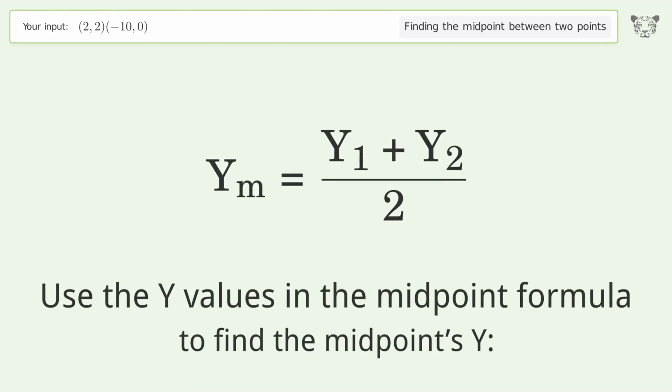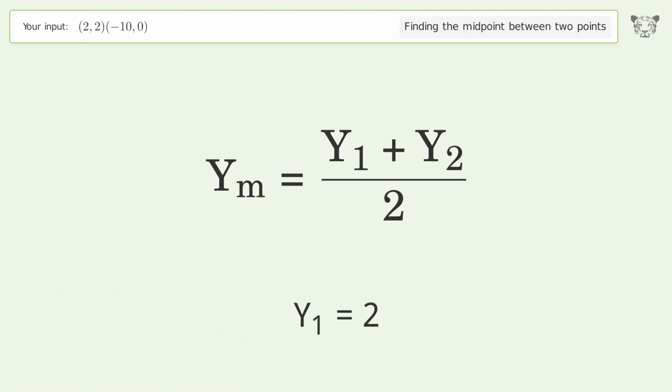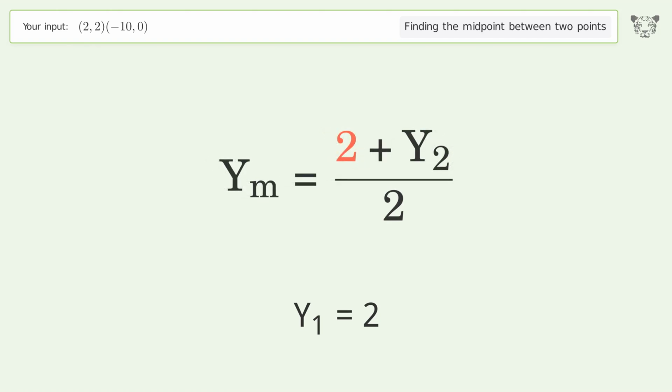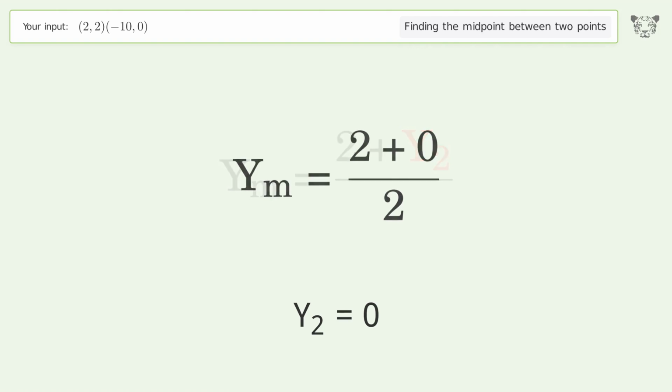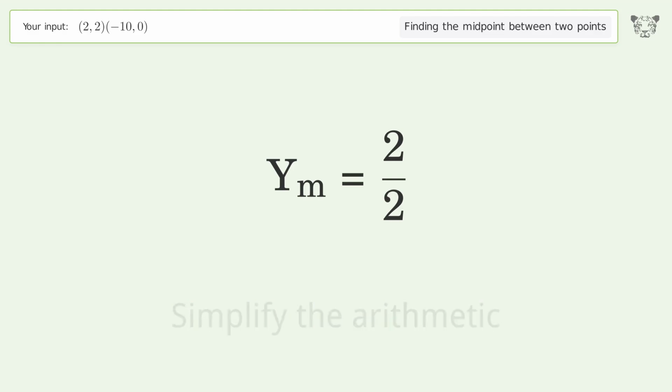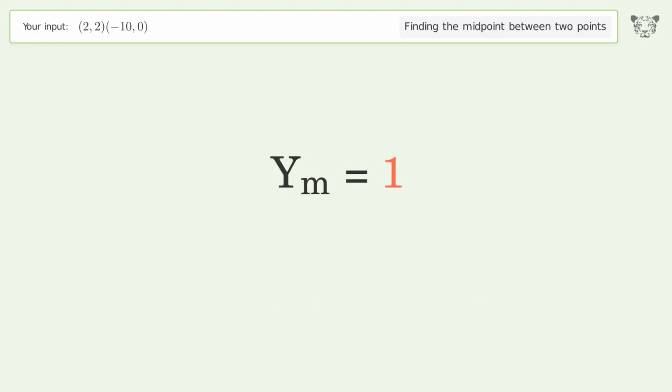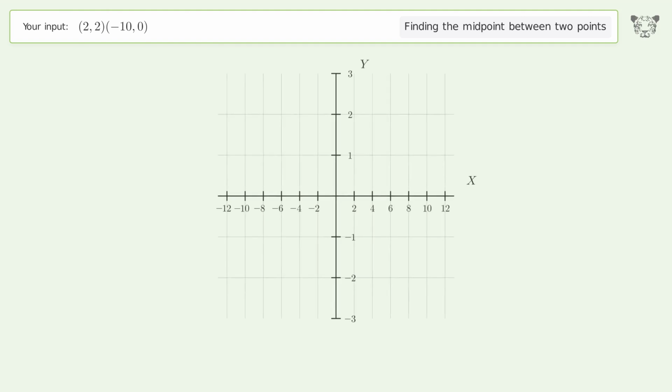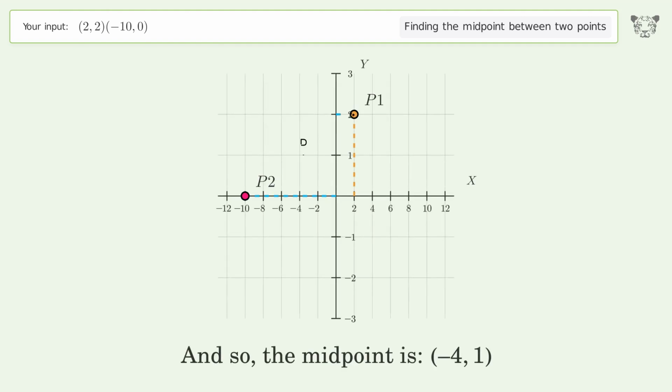Use the y values in the midpoint formula to find the midpoint's y. y1 equals 2. y2 equals 0. Simplify the arithmetic. And so, the midpoint is -4, 1.